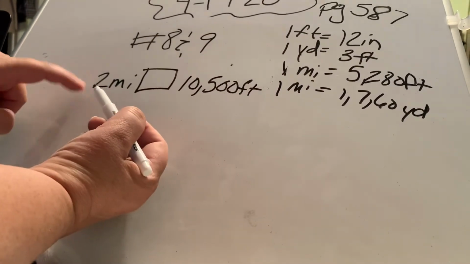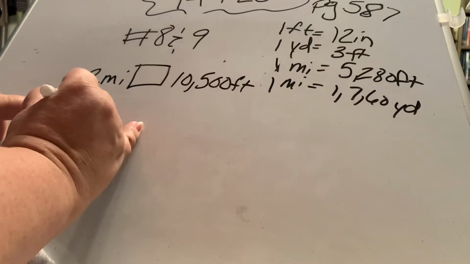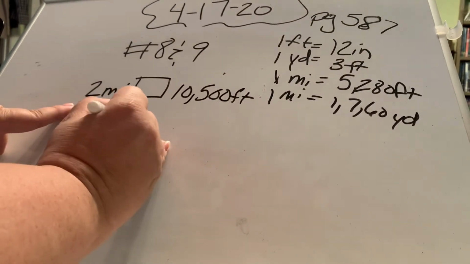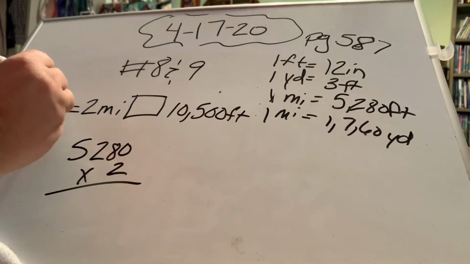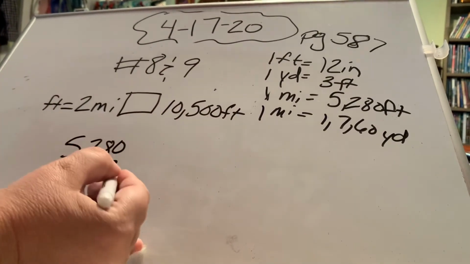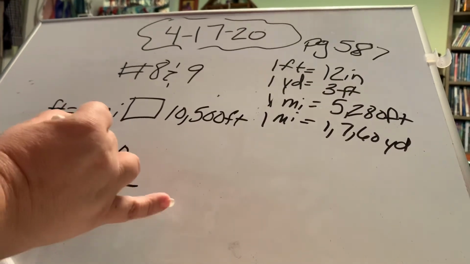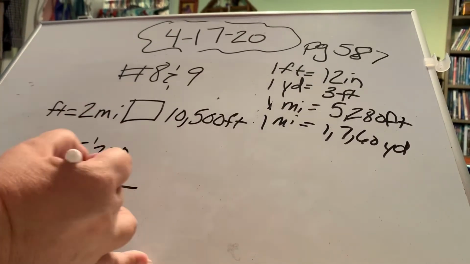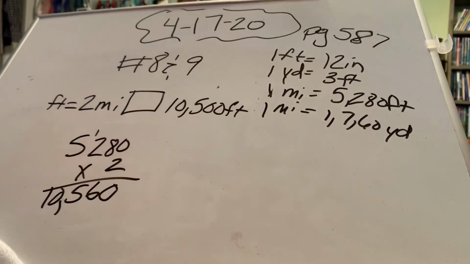So what am I going to do? I'm going to multiply. So 5,280 times 2 to see what I have. I want to convert it to feet, okay? All right, 2 times 0 is 0. 2 times 8 is 16. 2 times 2 is 4, plus 1 more is 5. 2 times 5 is 10, okay?